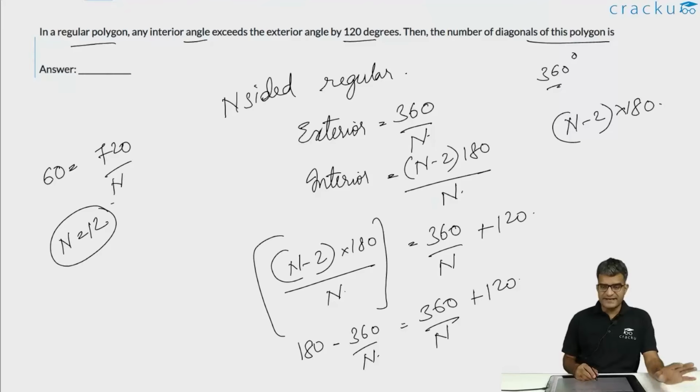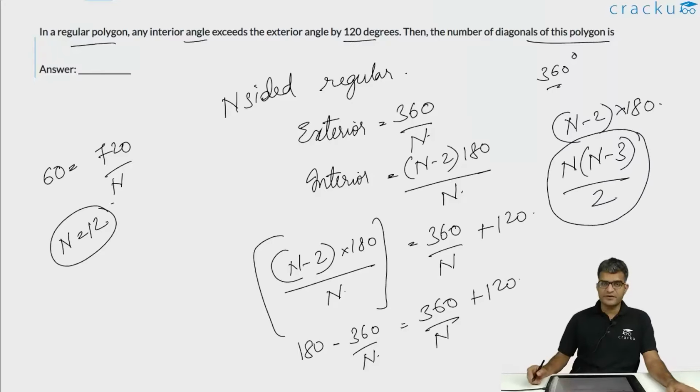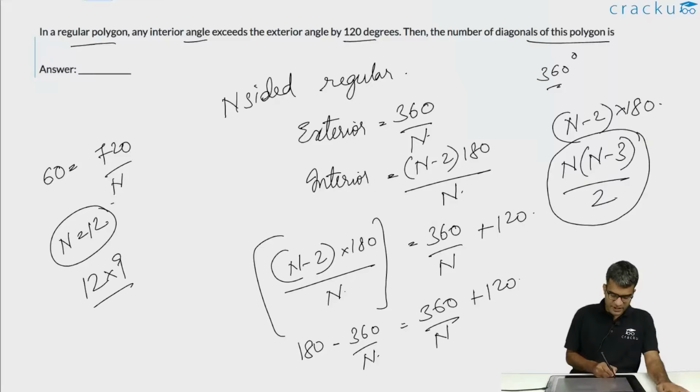And we know that in an n-sided polygon, what is the number of diagonals? The diagonals will be n into (n minus 3) divided by 2. In an n-sided polygon, the number of diagonals is n into (n minus 3) divided by 2. Here the value of n is 12. So the number of diagonals is 12 into 9 divided by 2, which is equal to 54. So the answer for this question is 54.